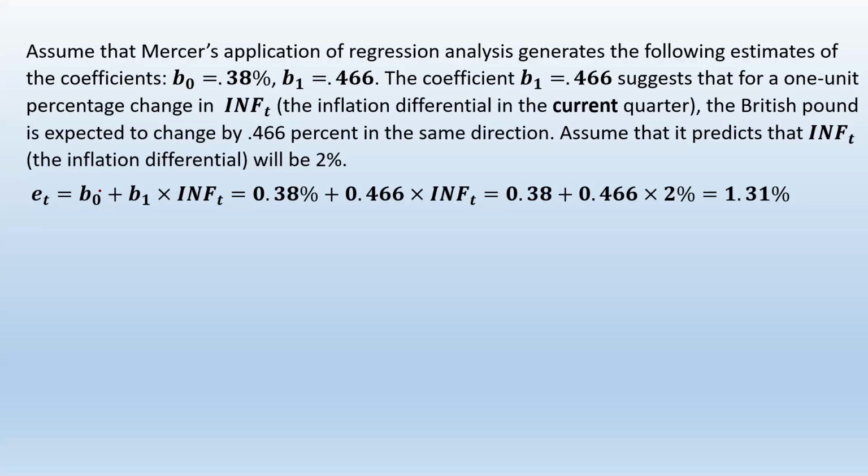So our regression model is: the percentage change of the British pound exchange rate equals B0, which is 0.0038, or we can write it as 0.38%, plus B1, which is 0.466, times this quarter's inflation rate. And suppose we predict that this current quarter's inflation rate is 2%. So we find out this percentage change of the British pound exchange rate is 1.31%.